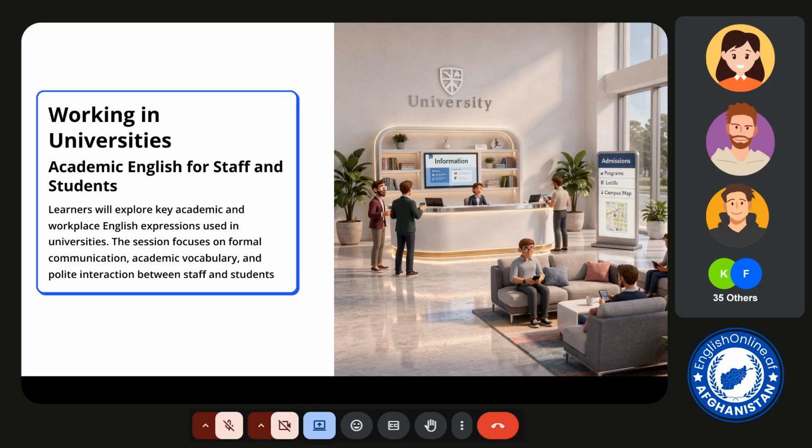Academic vocabulary and polite interaction between staff and students.